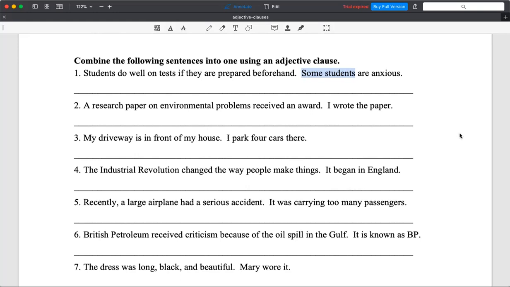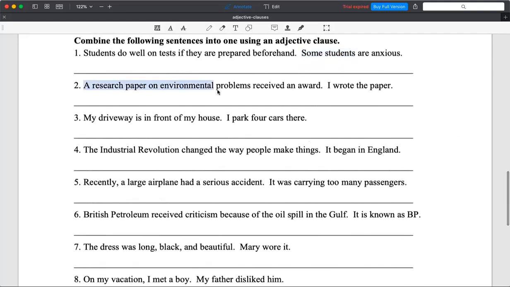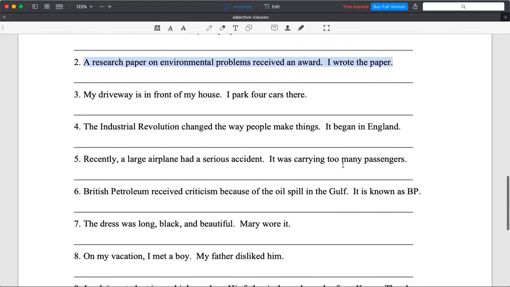So I'm waiting for everyone to write down the answers in the chat box. Thank you, Fiona. Number 2: a research paper on environmental problem received an award, and I wrote the paper. So I wrote a research paper on environmental problem and received an award. You can also say, yeah, Fiona, that was a correct answer. I wrote a paper, a research paper, which was an environmental problem and received an award. Your sentence is correct though, Fiona. That is one way to do that.